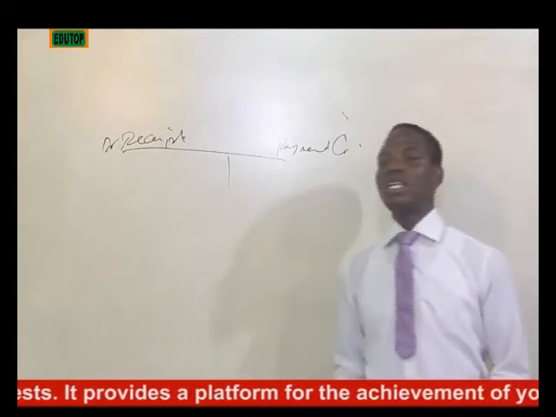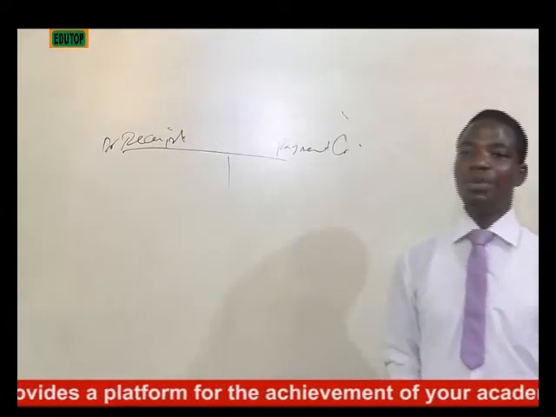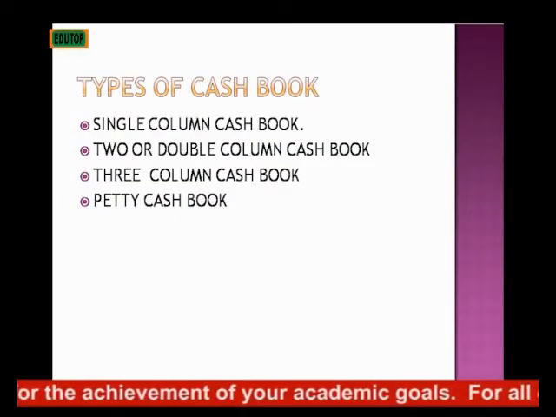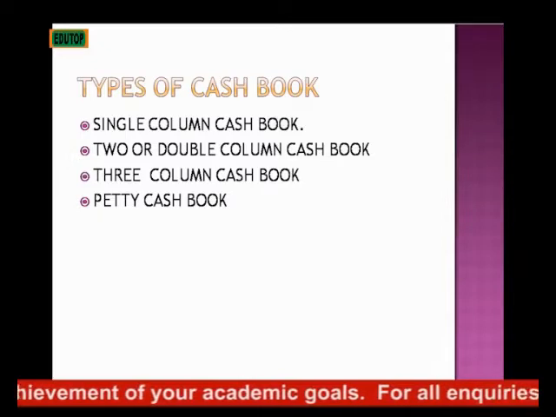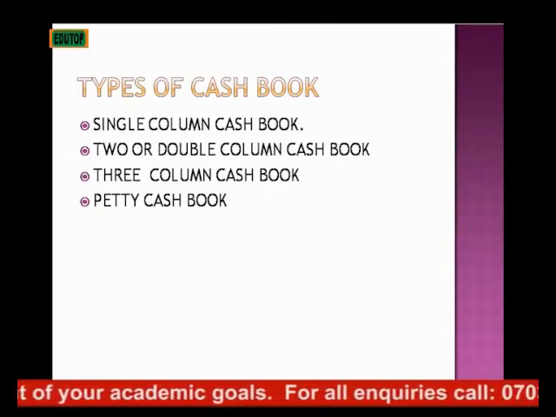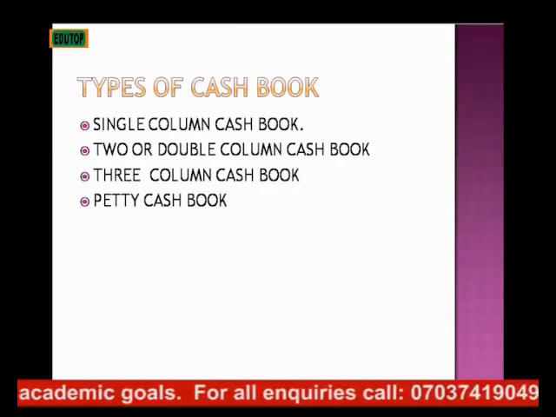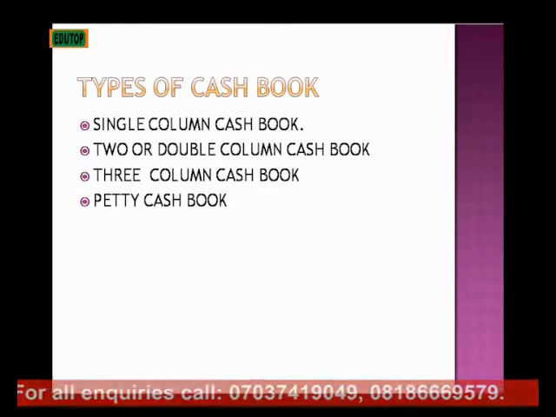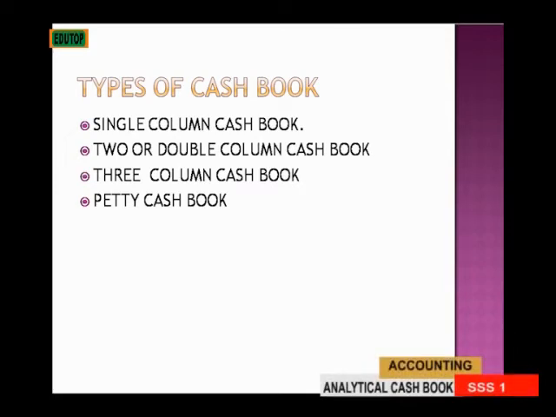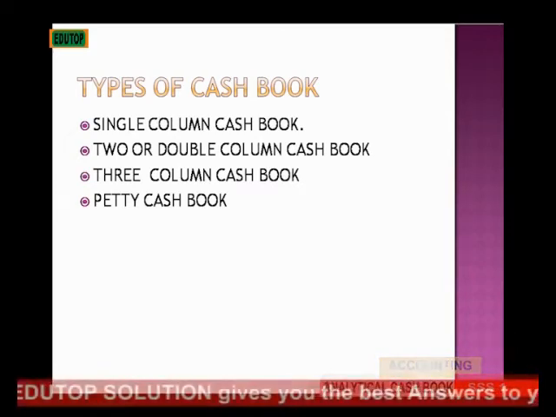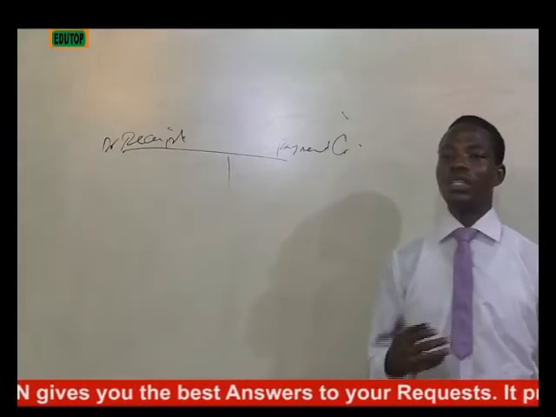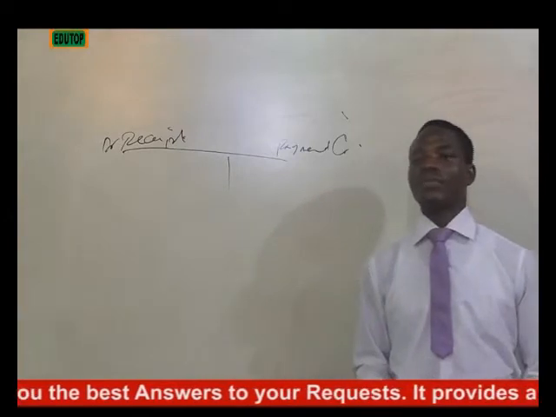Now, as for the CASHBOOK, we have different types. Number one, we have a single column CASHBOOK. The second one is the two or double column CASHBOOK. The third one is a three column CASHBOOK, and the last one is a petty CASHBOOK. We'll be taking them one after the other.